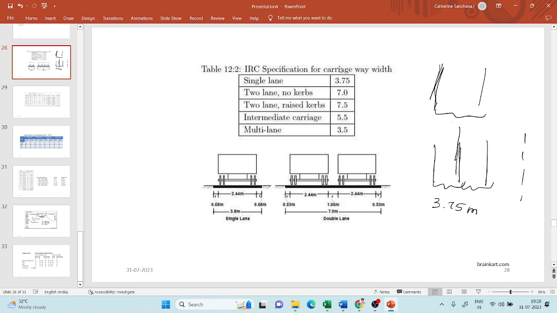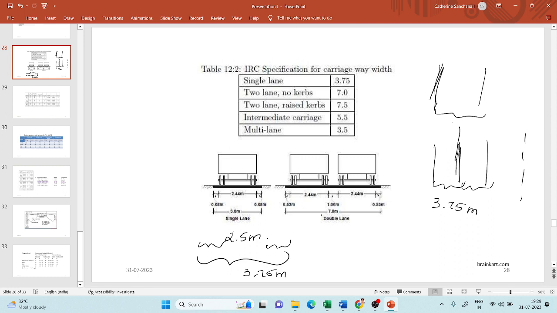So if you see this figure, you can see that the standard width of the vehicle is close to 2.5 meters. Okay, and you need to provide some space to the left and right of the vehicle on the road. Okay, and when you provide that all together, it will become 3.75 meters. This is for single lane.